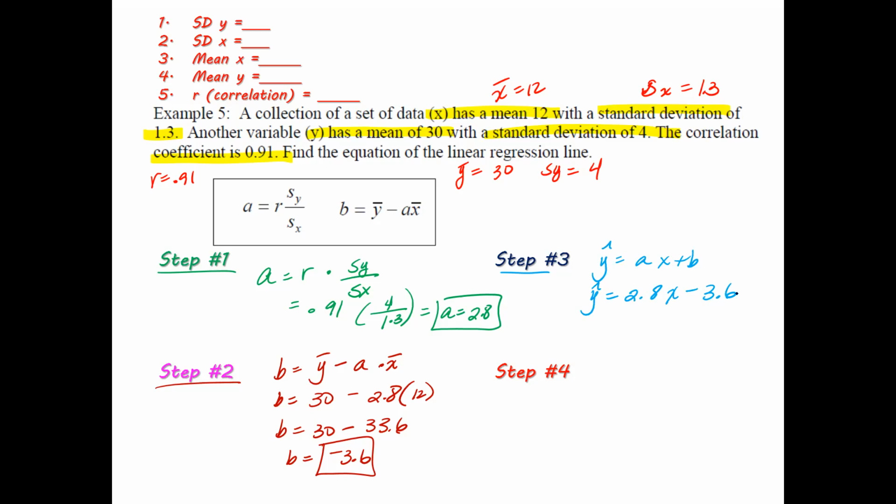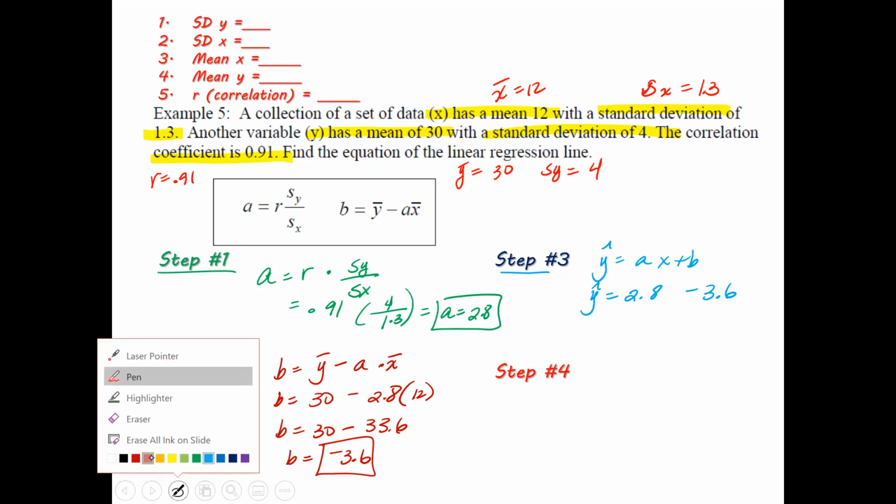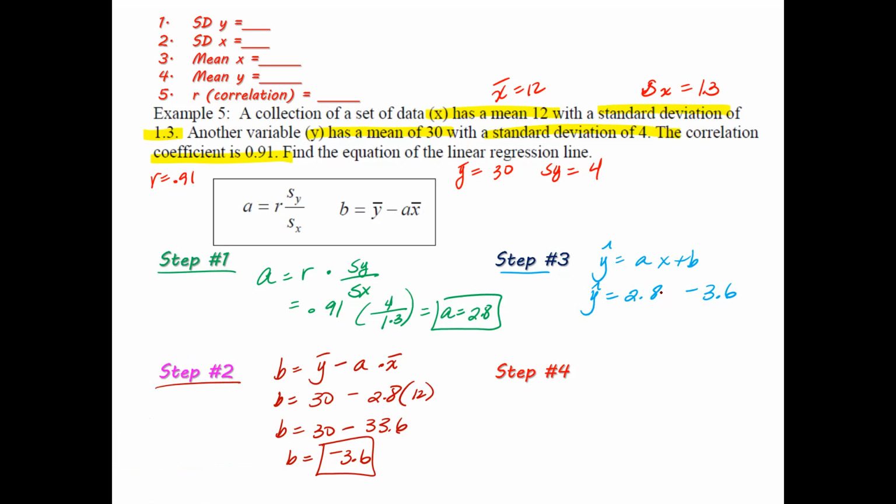Now, I do know that my X value is given to me, and that X value is going to be a 4. So let's substitute it in. So then what is my Y hat? That's my step 4. Y hat is equal to 2.8 times 4 minus 3.6, which is 7.6. And that is your answer.